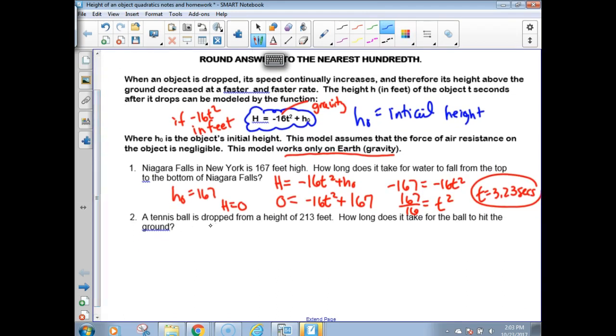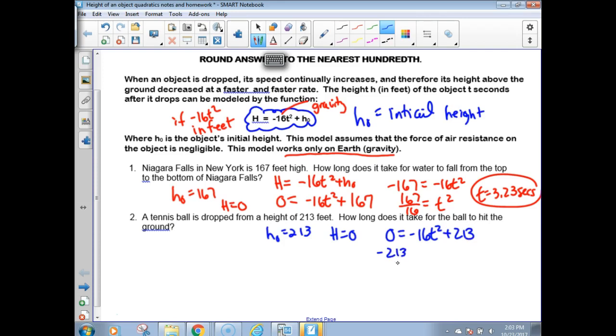Okay, next idea. The tennis ball is dropped. If something's dropped, then you just let it go. The initial height is 213 feet. How long does it take for the ball to hit the ground? So the height's going to be 0 when it hits the ground. So again, it's just 0 equals negative 16t squared plus 213.